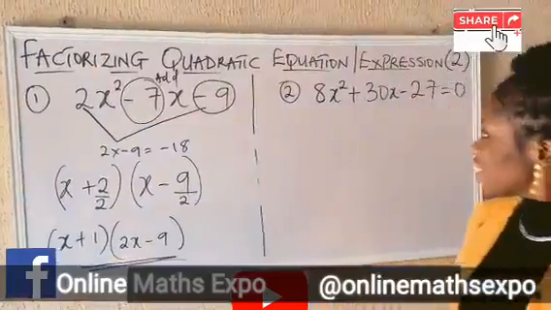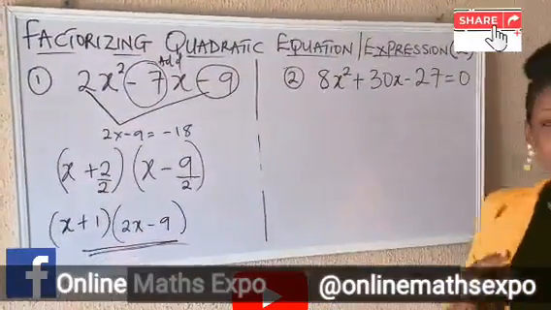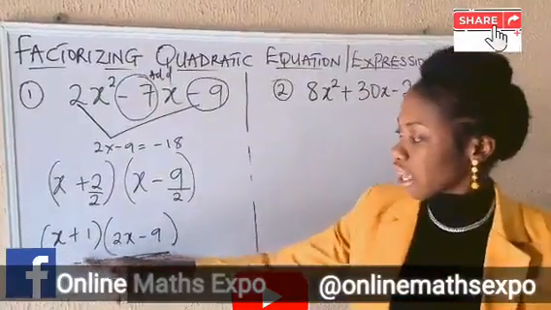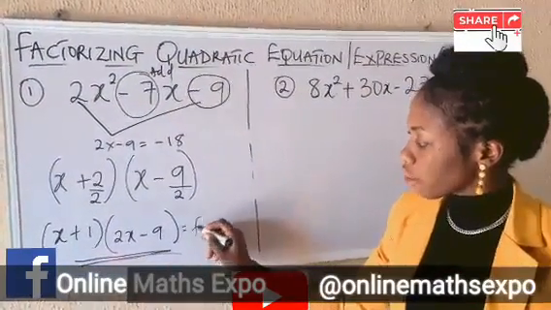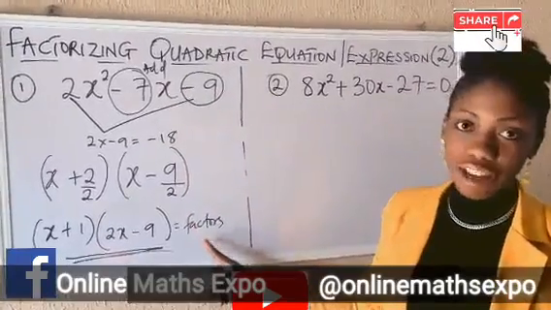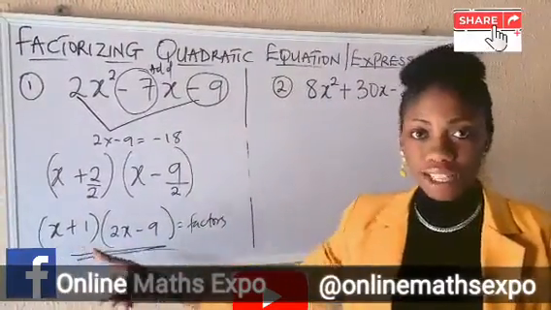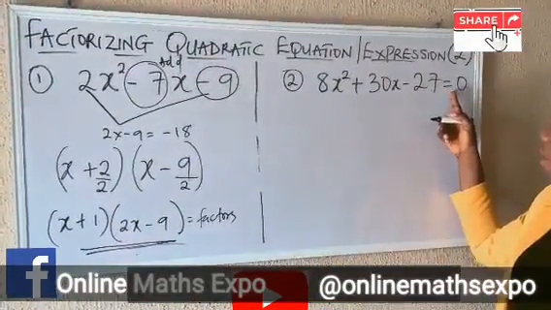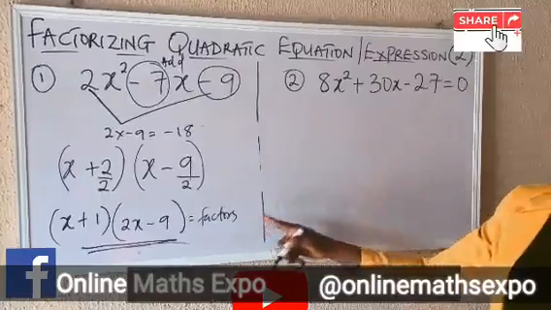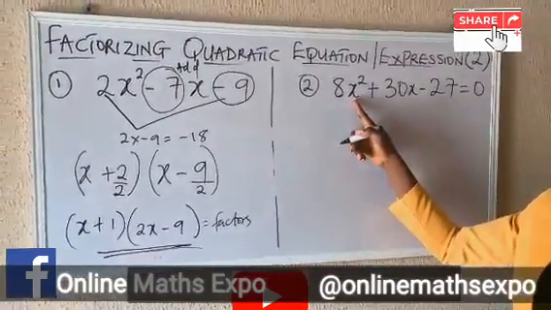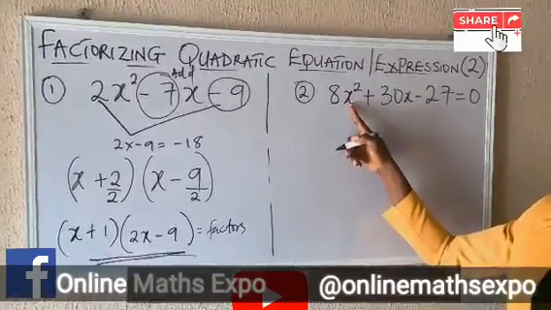Okay, let's look at example 2. I hope example 1 was well understood. Remember, what we got here are what we call factors. So supposing a question asks you to find the factors of an expression, this is what you will have as an answer. But this is an equation. So what we are looking for here are not just factors, but the values of x, or what we call the zeros or the roots of the equation.